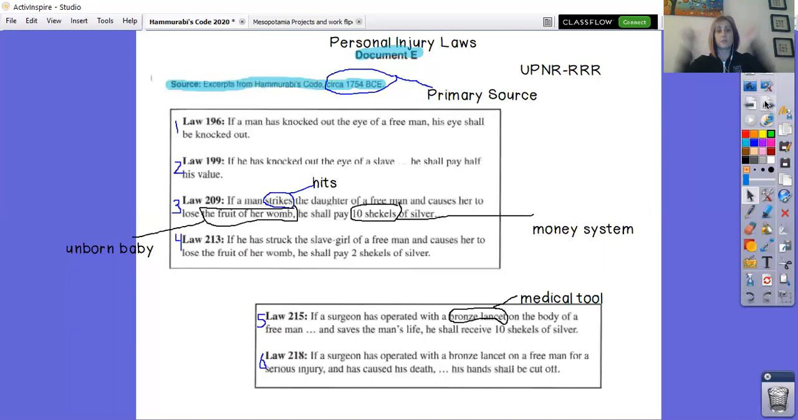All right, document E, woohoo! Has to do with personal injury. So we're gonna start out with our up and our triple R. So I highlighted document E, and I highlighted the source. Again, we know that this is actual from the laws, so this is a primary source.